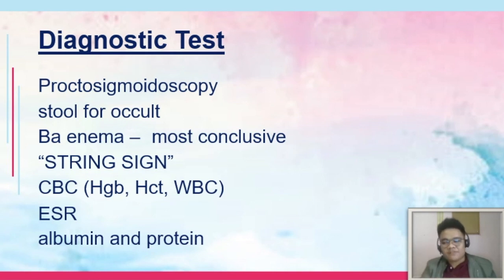Your string sign is a string-like appearance of a contrast-filled bowel loop. Oftentimes we refer to this as the string sign of Kantor. Kantor was the one who discovered this. So your string sign is a string-like appearance of a contrast-filled bowel loop.